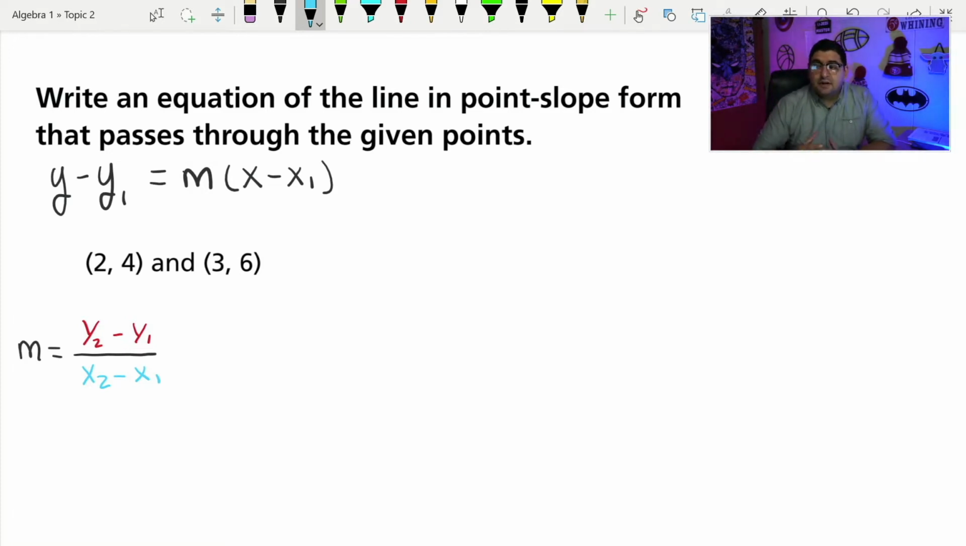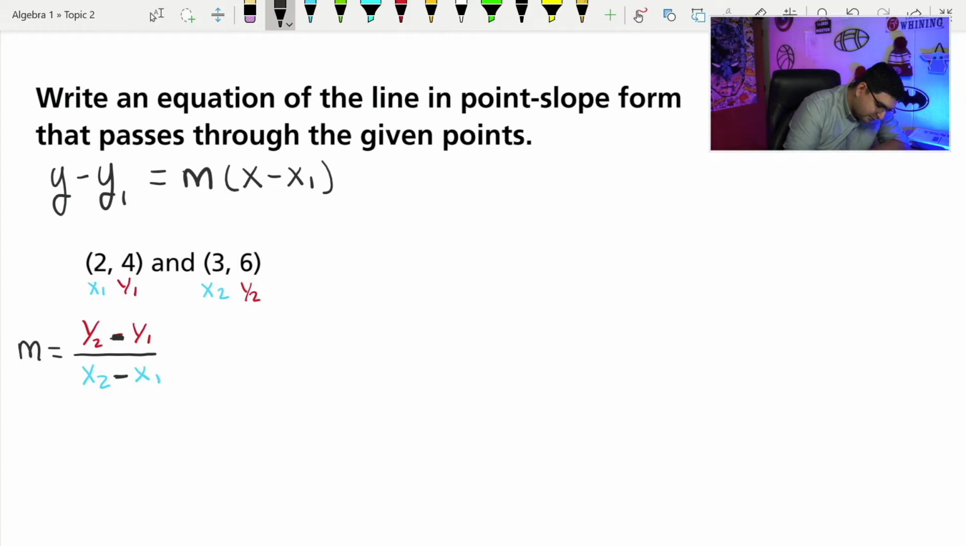And we got to go ahead and label our points. I would start off by labeling our 2 points. The first point is going to be x1, y1. Our second point, similarly, is going to be x2, y2. And we go ahead and plug those values into our slope formula.